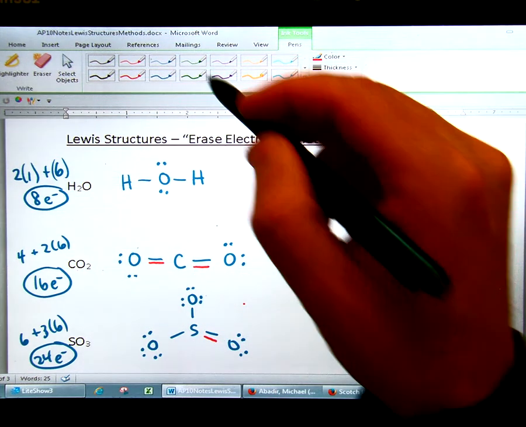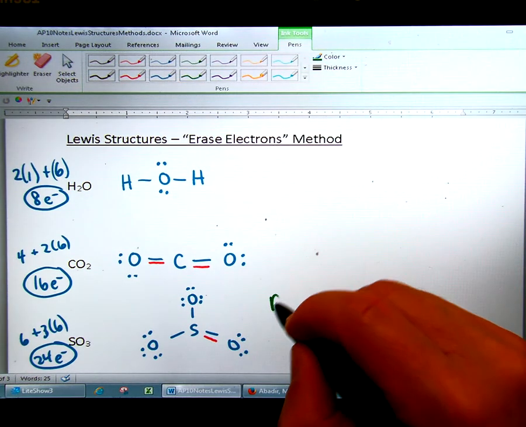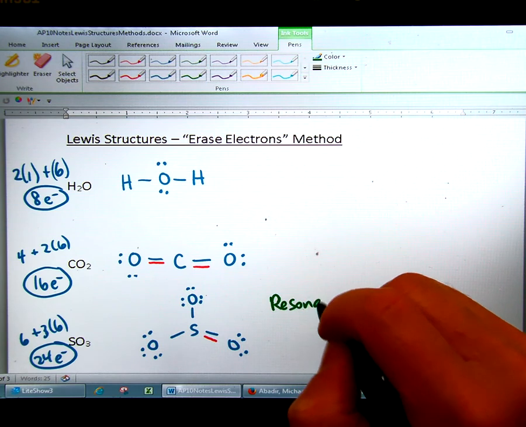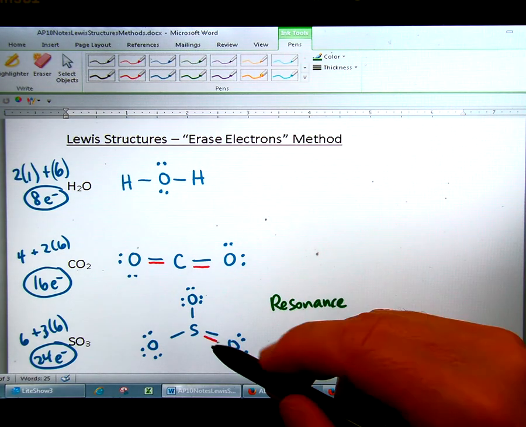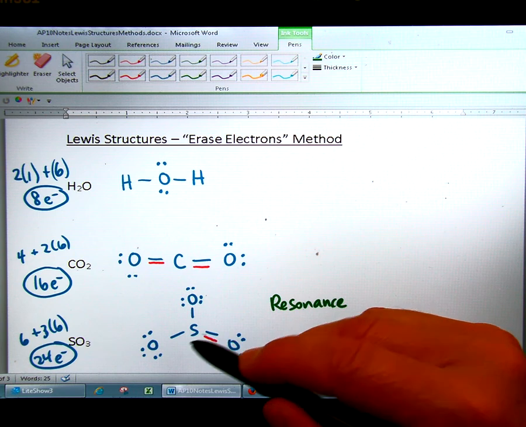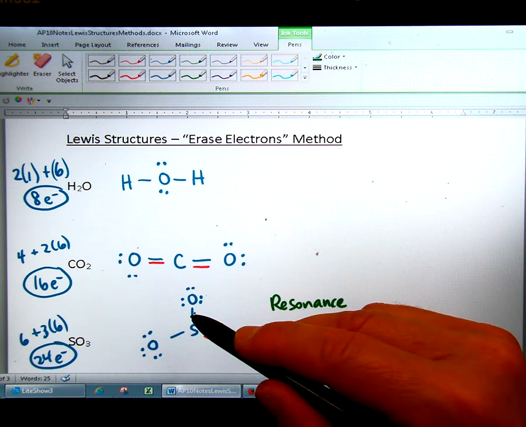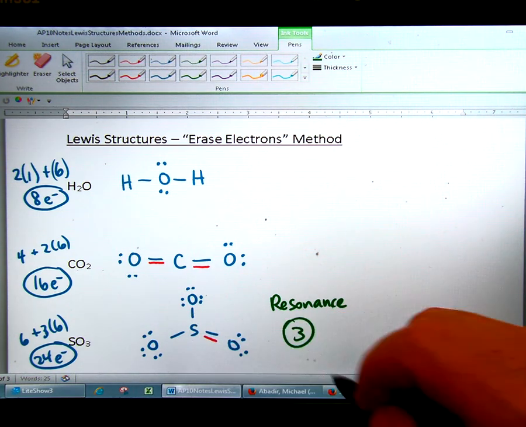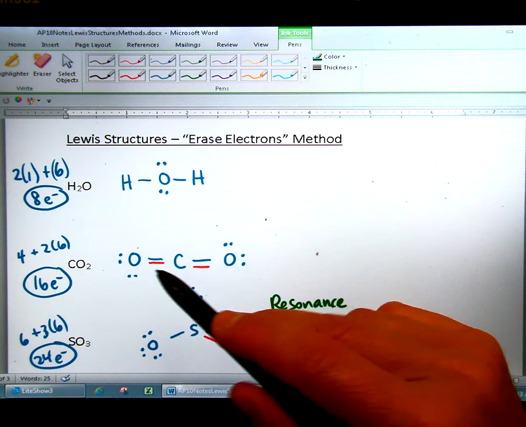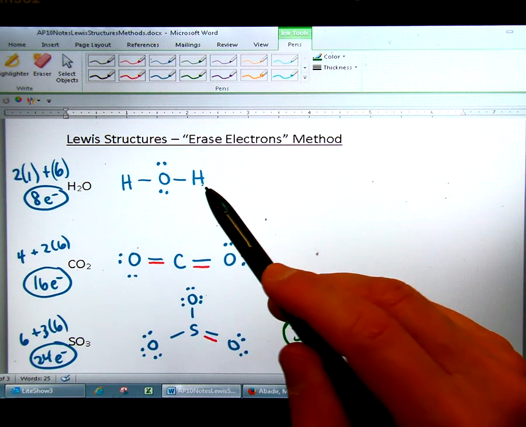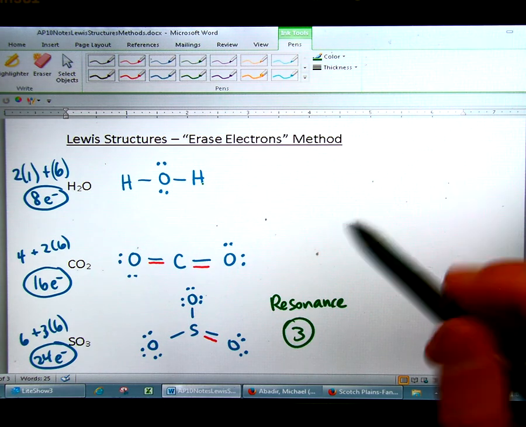Also, this has resonance. Resonance means you could draw the same structure in several different ways. And so the double bond could be on the right, it could be on the left, or this could be on the top as well. So this has 3 resonance structures as drawn. This has no resonance structures because you can't switch anything, nor can this have any resonance as well. And this is the erase electrons method.